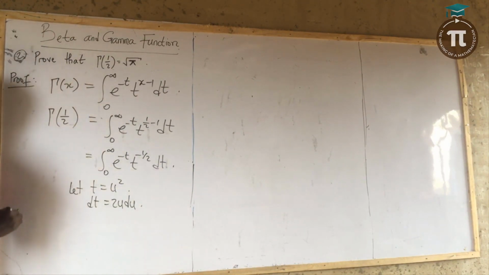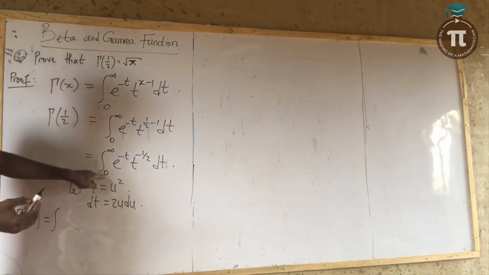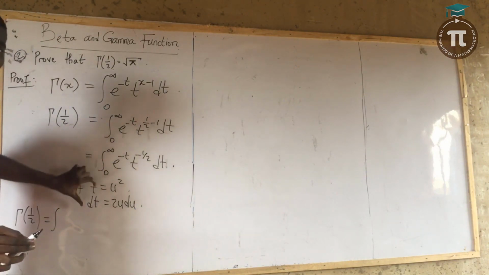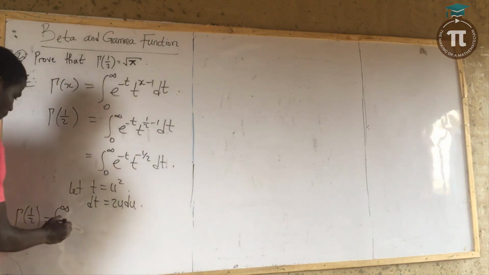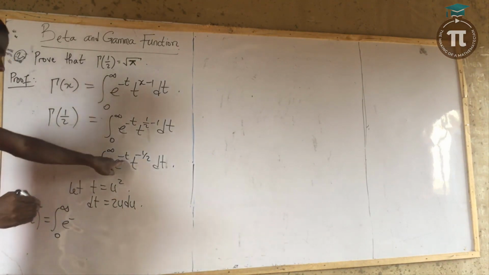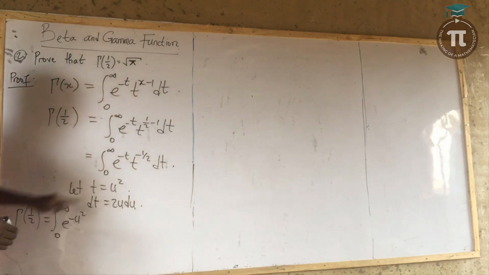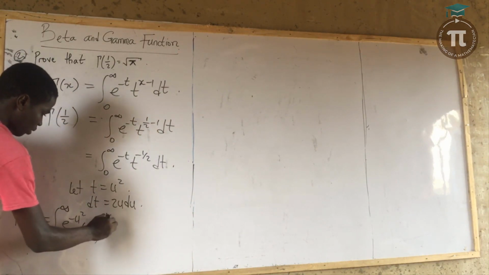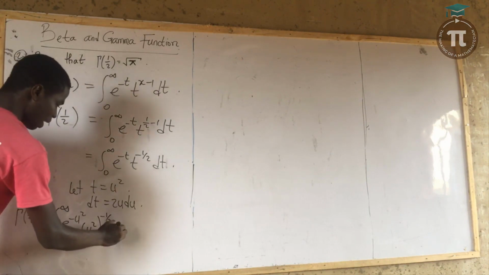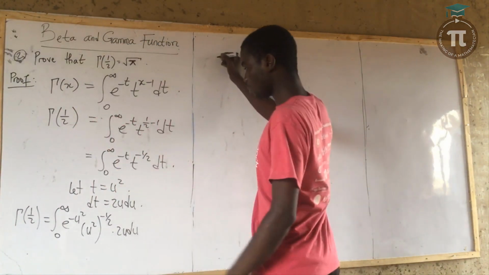So put it here. Gamma of 1/2 will be equal to the integral. When t is 0, u will be 0 as well. When t is infinity, u will also be infinity. So the integral from 0 to infinity of e raised to the power of minus, t is u squared, multiplied by t is u squared, that is u squared raised to the power of minus 1/2, dt is multiplied by 2u du.